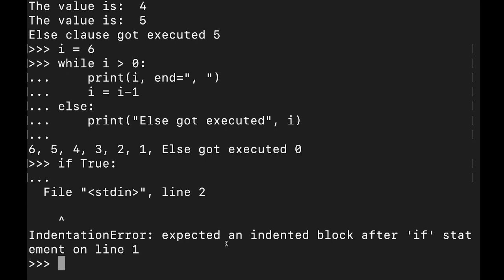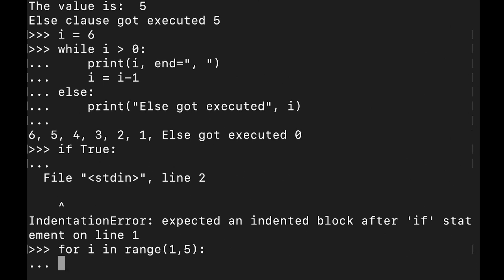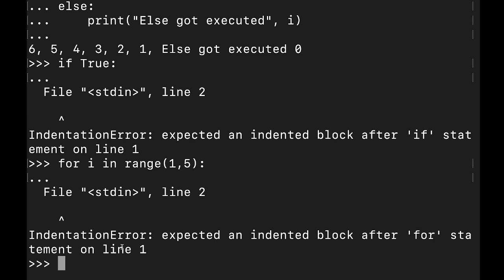Same thing goes with for also. For I in range, let us say I am writing 1 to 5. I know that from 1 to 5 I have to do something, but I don't know exactly what to do, which list or str will come. I'm not clear with these things, so I just want to keep it blank. But if I try to do that, I cannot, and I will get an indentation error. So this is the problem which happens.